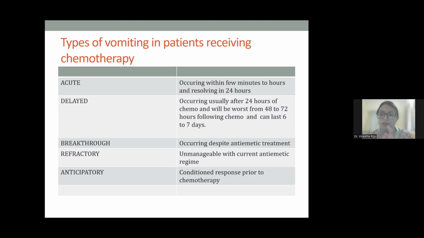And then you have refractory vomiting. Metoclopramide is something that we can probably give at a frequency of about 6 hourly also. In some very severe situations, we even give it 4 hourly. So if you are giving it 6 hourly for a patient who was having breakthrough vomiting, and still the patient is having vomiting, then you call it refractory vomiting, where the patient is not able to be managed with the current antiemetic regimen.